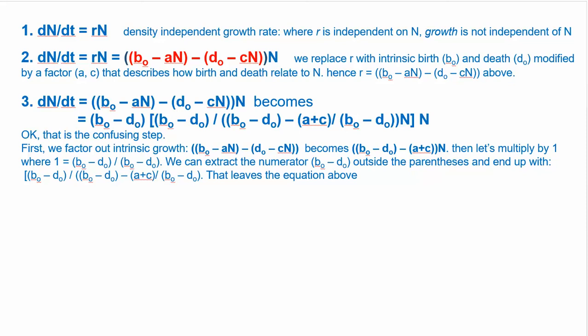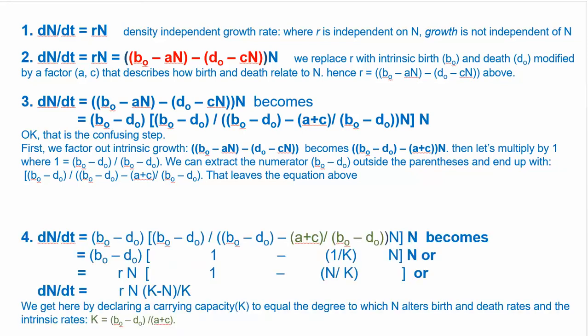So let's multiply by 1, and multiplying anything by 1 is itself. We're going to multiply by 1 in a particular form: b sub o minus d sub o over b sub o minus d sub o. So that's the unity, that's the 1. We then can extract b sub o minus d sub o, or the little r, outside the parentheses and end up with something that looks like that bottom line there. I won't read through that with math, but this leads to the equation that you see above. You might need to pause and think that through for a bit, but that's what happens.